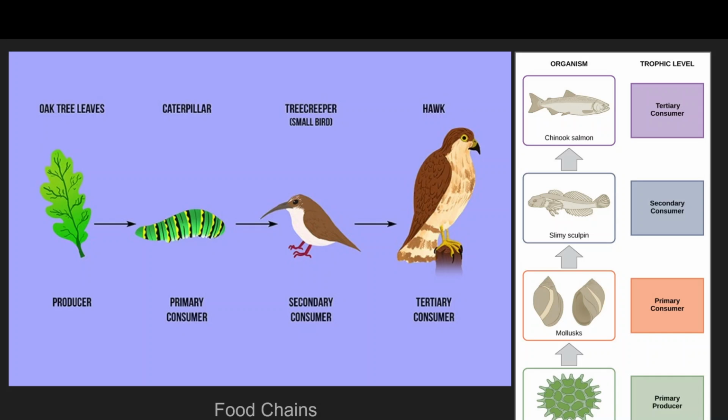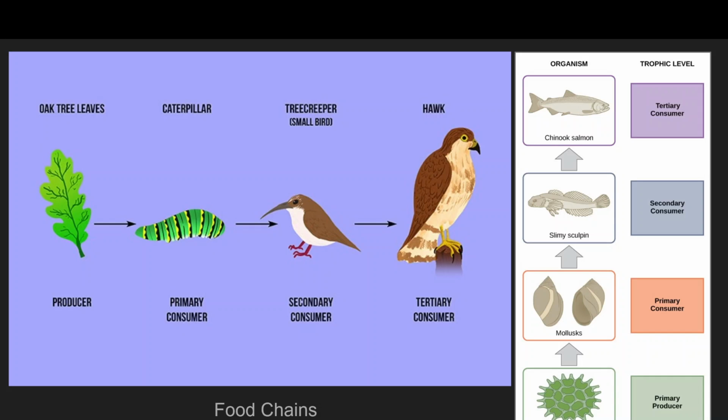So then we move on to the caterpillar. The caterpillar is our primary consumer. This means that he is the first one to eat the producer. So he is the only one of these animals here that directly eats the oak tree leaves. That is why he is the primary consumer. So he's the first one.